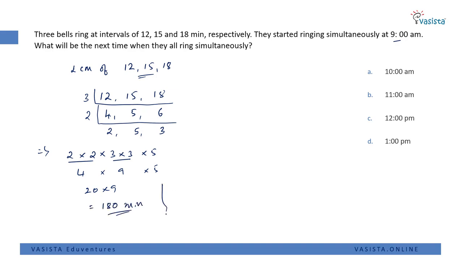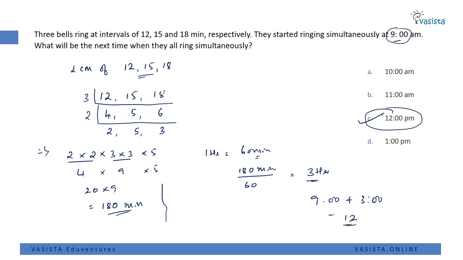Now we know that 1 hour is equal to 60 minutes. Right, so how many hours for 180 minutes? 180 minutes divided by 60, we are going to get 3 hours. Right, it started ringing simultaneously at 9 a.m. So 9 a.m. plus 3 you need to add, which is nothing but 9 plus 3 is 12. So 12 p.m. Option C is the right one.